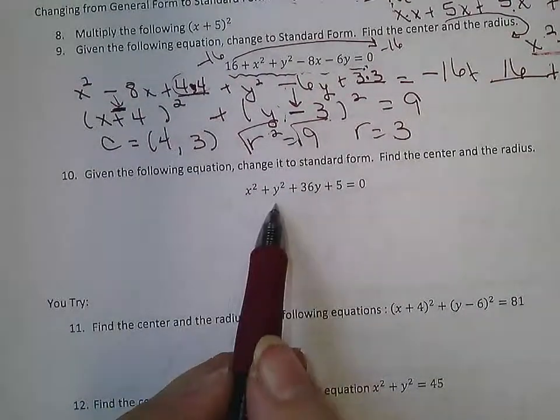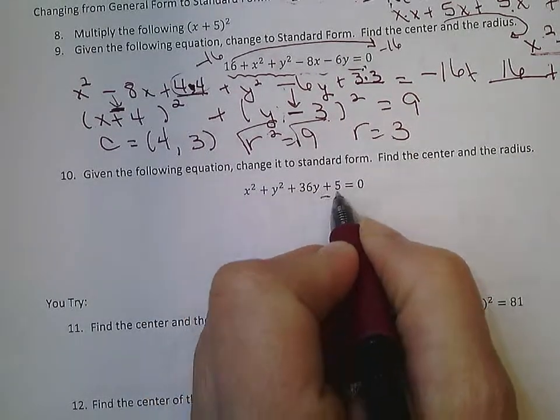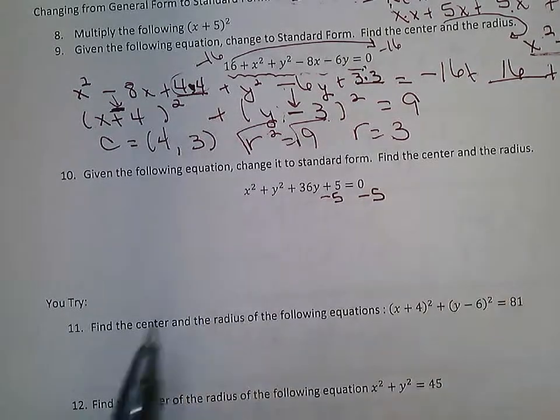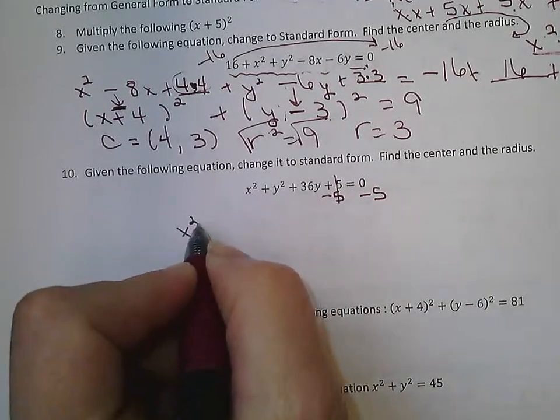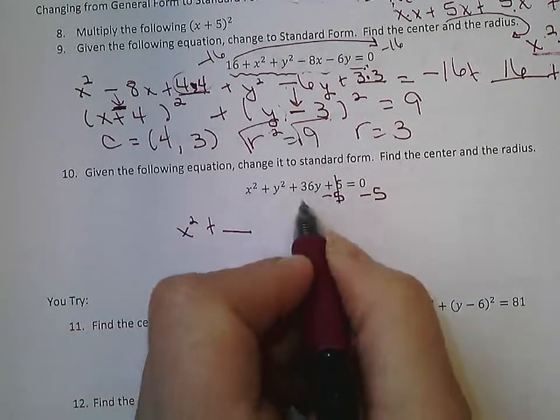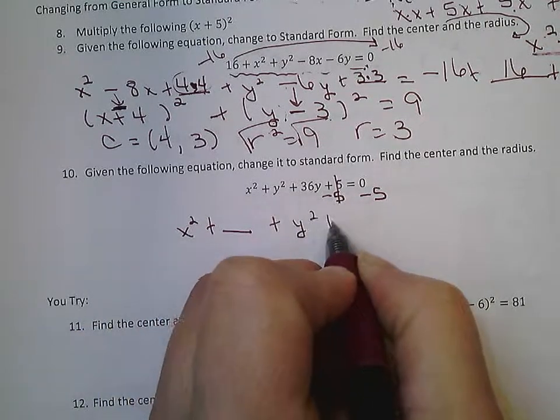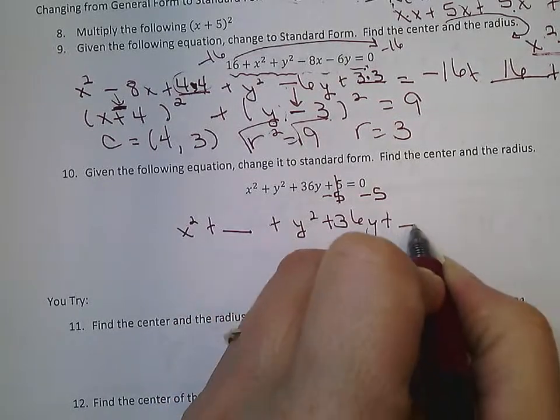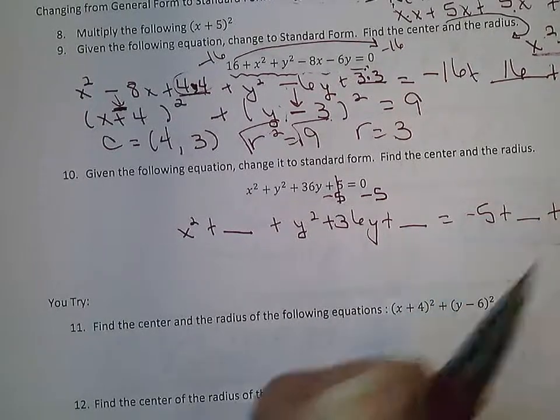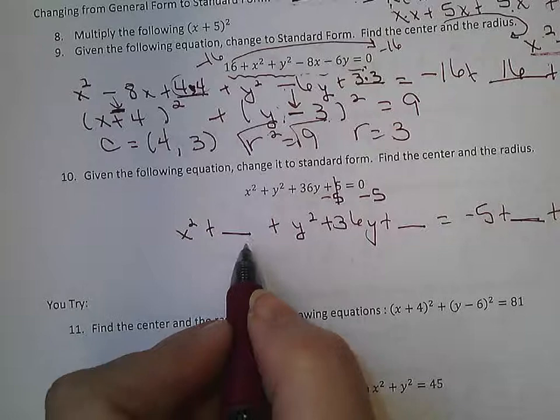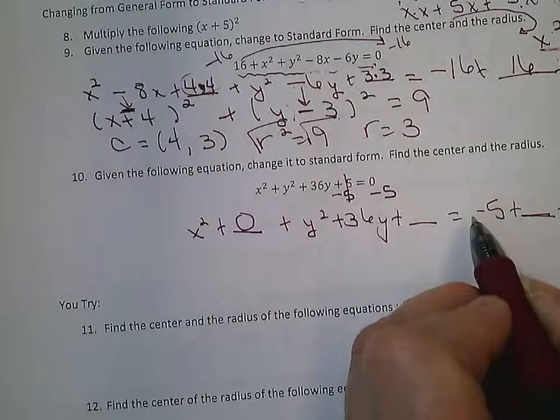Let's take a look at this one here. We're going to rearrange it so that the y's and the x's are the same. The first thing I want to do is take that negative 5 and move it to the other side. So we're going to add 5 to both sides. X squared plus something. I don't have a second x term, so I'm going to just leave it like that, plus y squared plus 36y, and I'm going to leave a blank in here, is equal to negative 5 plus something plus something. So what goes here? We don't have that middle term, which means that we have a 0.